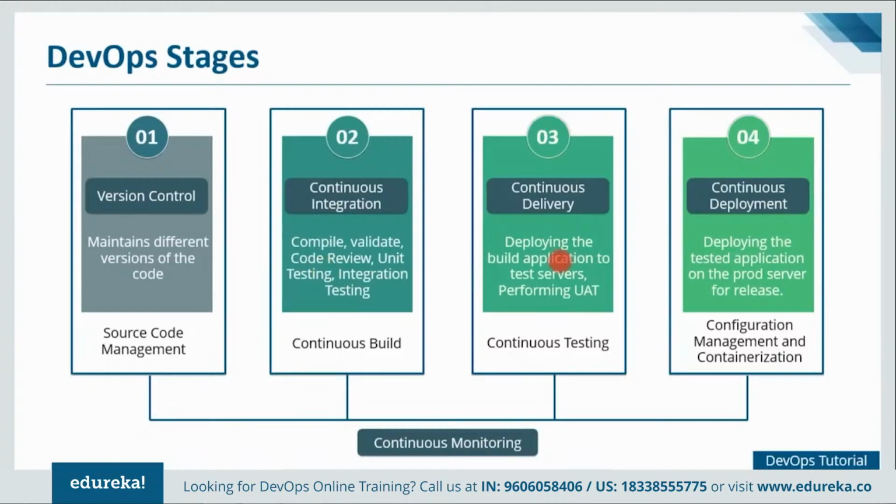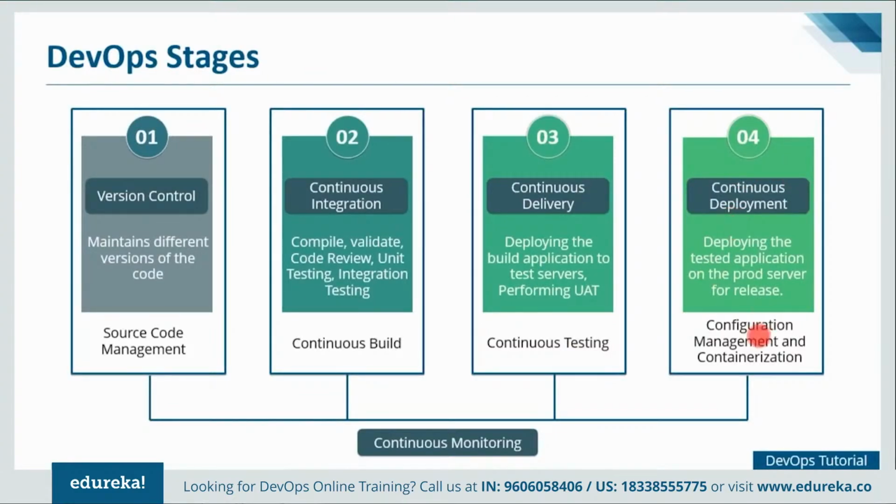Then comes continuous delivery. Now, the same continuous integration tool that we are using, suppose Jenkins. What Jenkins will do once the application is built, it will be deployed onto the test servers for testing, to perform user acceptance tests or end user testing, as you call it. We will be using tools like Selenium for performing automation testing. And once that is done, it'll then be deployed onto the prod servers for release, right? That is called continuous deployment.